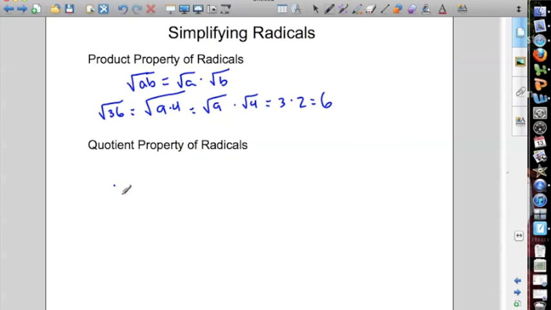The quotient property is very similar. It says that if I have a fraction, a over b, and I'm taking the square root of that fraction, that is the same as taking the square root of a over the square root of b. So I can take the square root of both of those. Again, I could do an example like this and show that it works each time. Those are the main properties that we are going to use.